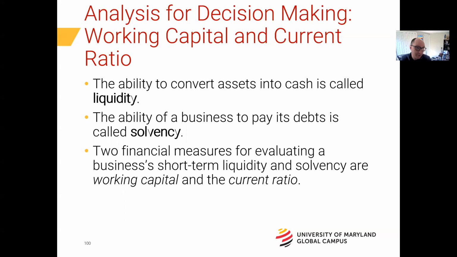The idea behind these ratios is that we identify the company's ability to be liquid, meaning how quickly can it convert assets into cash, and the company's ability to be solvent. Solvency is the company's ability to pay its debts. We need to understand liquidity and solvency through a process called working capital and the current ratio. What this does is it measures the company's ability to be liquid and solvent.